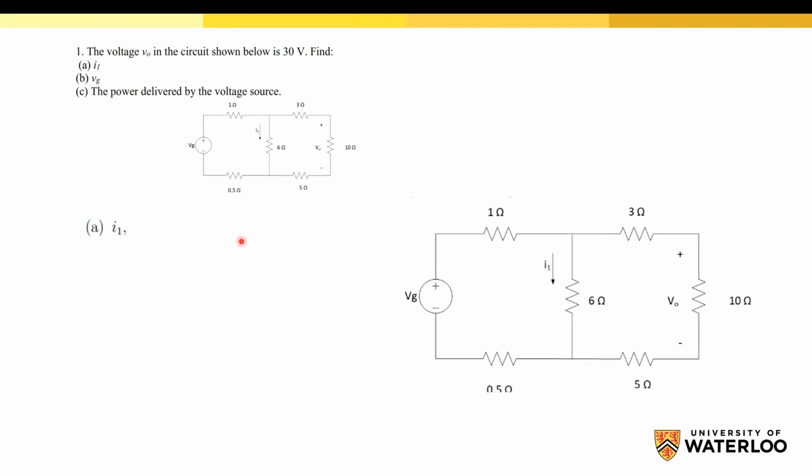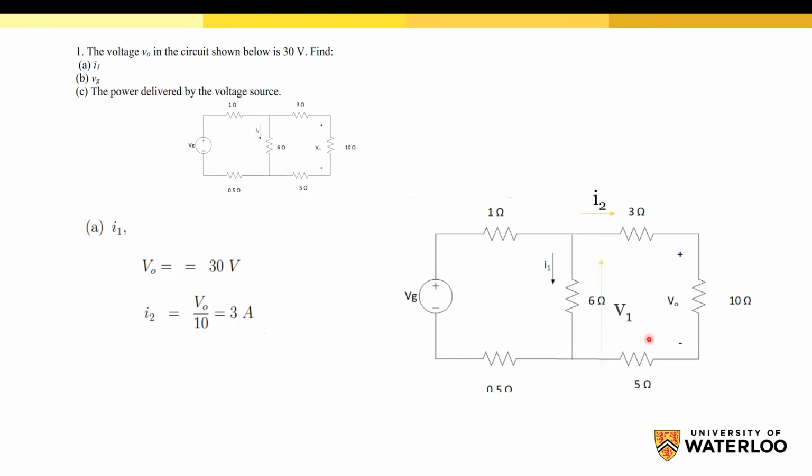Okay, so first we need to calculate I1, which is the current passing through the 6 ohm resistor. In order to calculate I1, we can calculate the voltage across this 6 ohm resistor, and then using Ohm's law we can easily calculate I1. But the given is V0, and V0 is not the voltage across the 6 ohm resistor. V0 is the voltage across this 10 ohm resistor. So by using this V0, we can calculate I2, which is the current passing through this resistor, which is equal to V0 over 10.